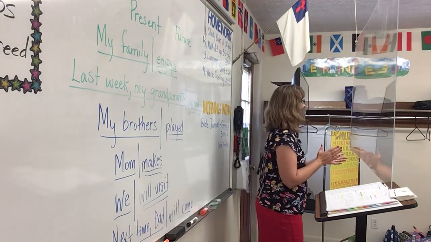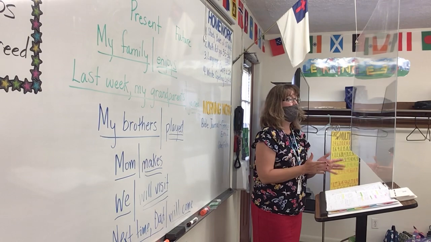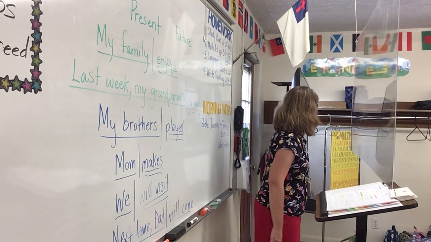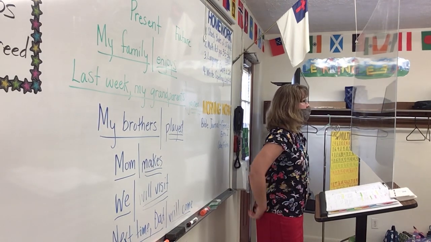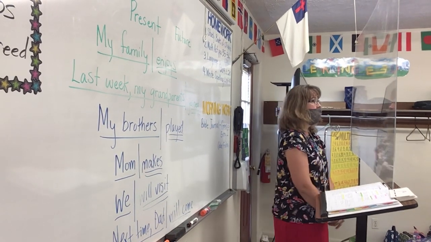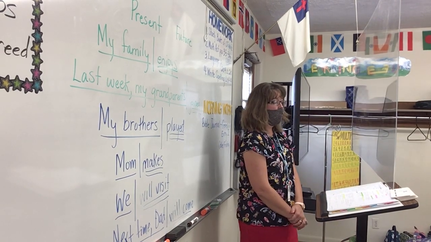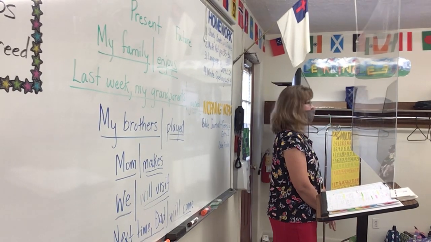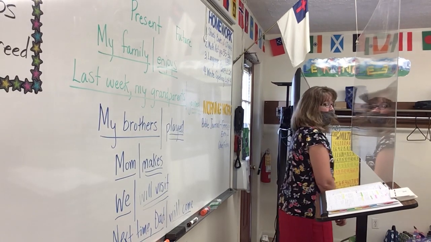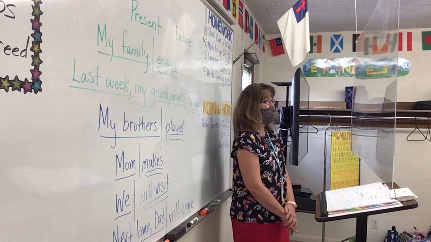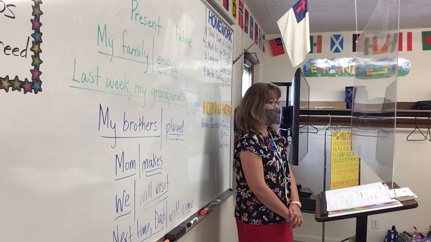2, 4, 6, 8, 10, 12, 14, 16, 18, 20, 22, 24. 3, 6, 9, 12, 15, 18, 21, 24, 27, 30, almost done. 3, 6, 9, 12, 15, 18, 21, 24, 27, 30, and we're done.